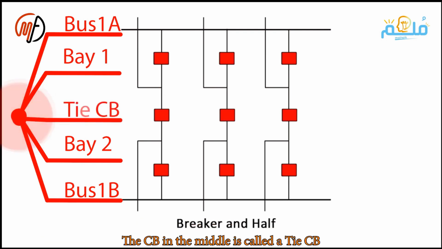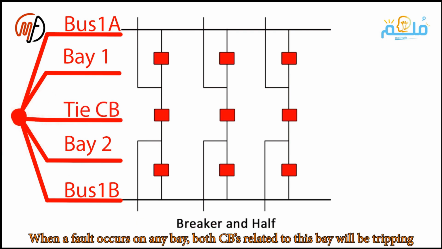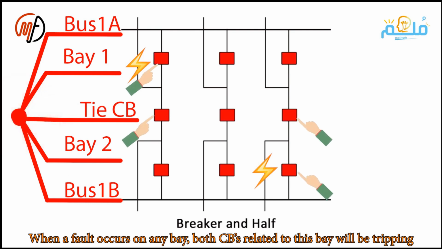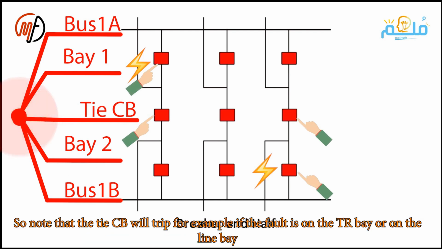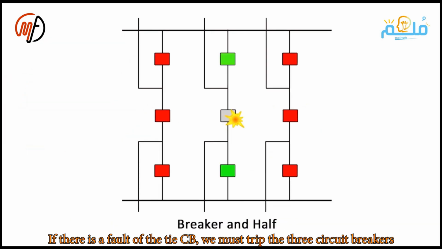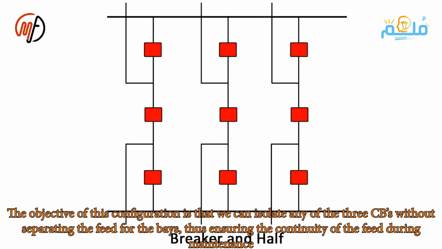The circuit breaker in the middle is called the tie circuit breaker. When a fault occurs on any line, both circuit breakers connected to it will trip. Note that the tie circuit breaker will trip if there's a fault on the transformer or overhead line. However, if there's a fault on the bus tie circuit breaker, all 3 must trip. This setup allows maintenance on any circuit breaker at any station bus without disconnecting loads. Similarly, any bus bar can be disconnected without affecting any bus.